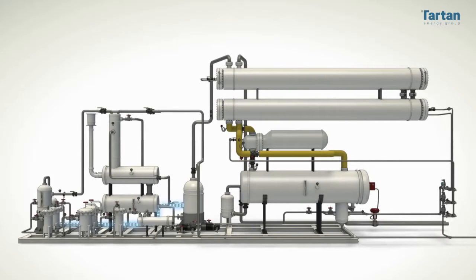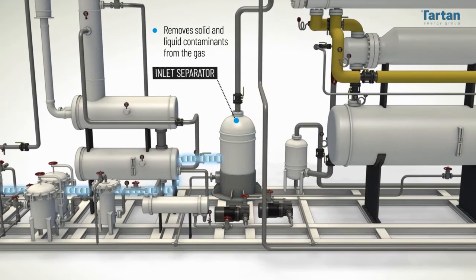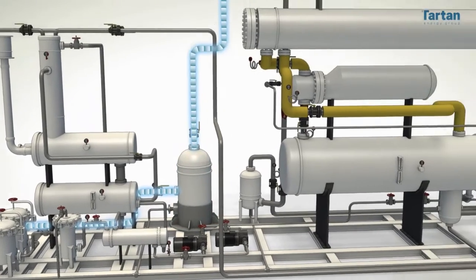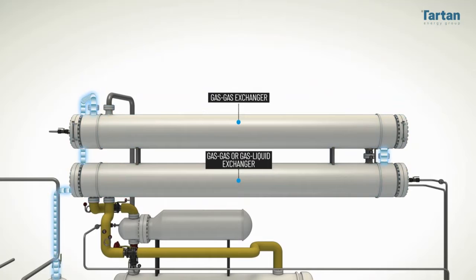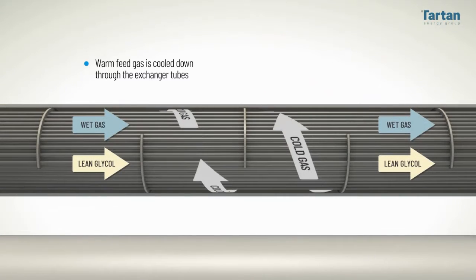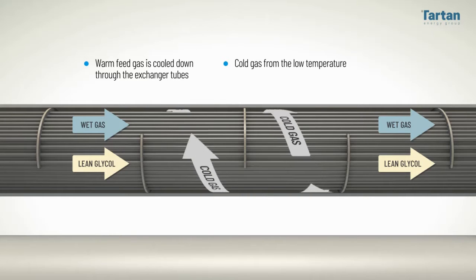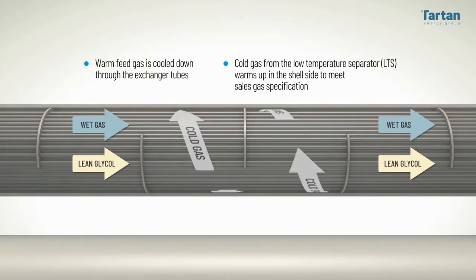First, the inlet gas passes through an inlet separator, which removes solid and liquid contaminants from the gas. From there, the gas is chilled through a series of gas-gas exchangers. In the gas-gas exchanger, warm feed gas is cooled down through the exchanger tubes while cold gas from the low-temperature separator, or LTS, warms up in the shell side to meet sales gas specification.